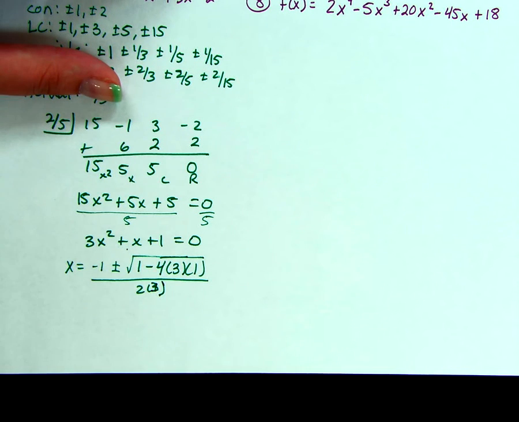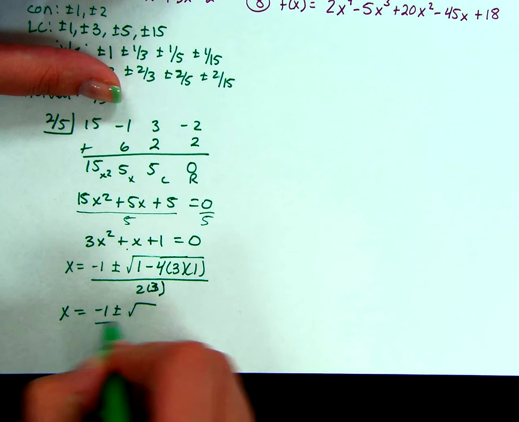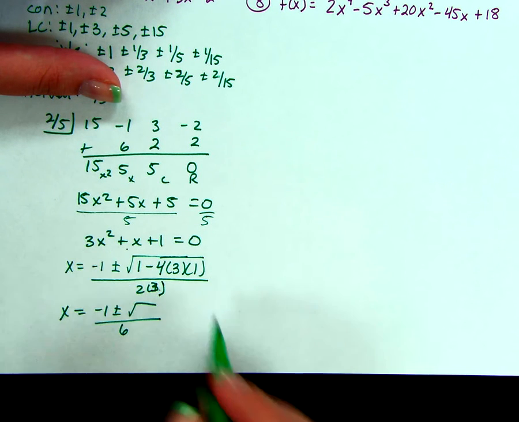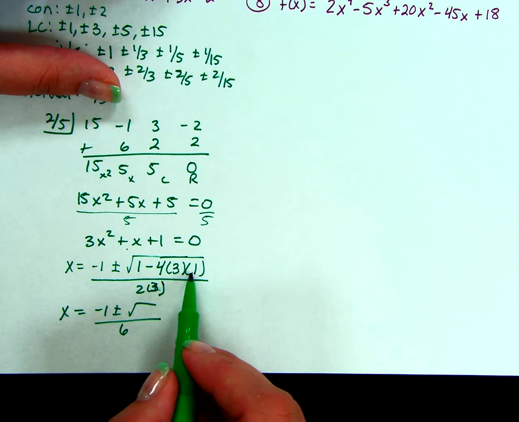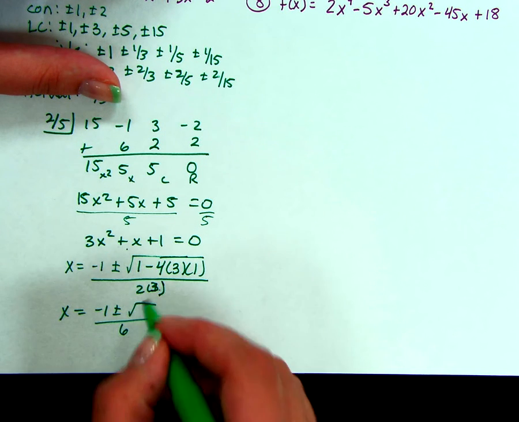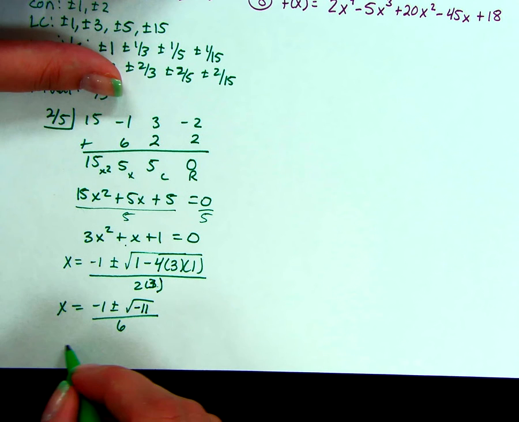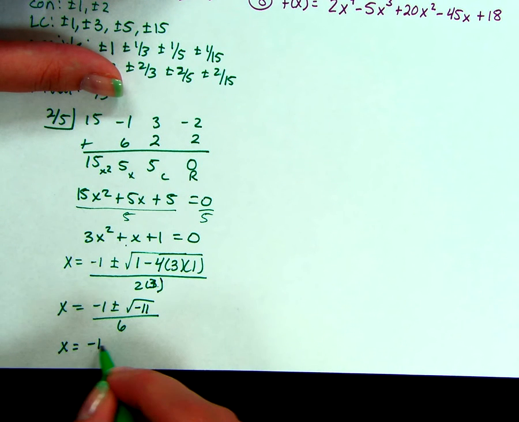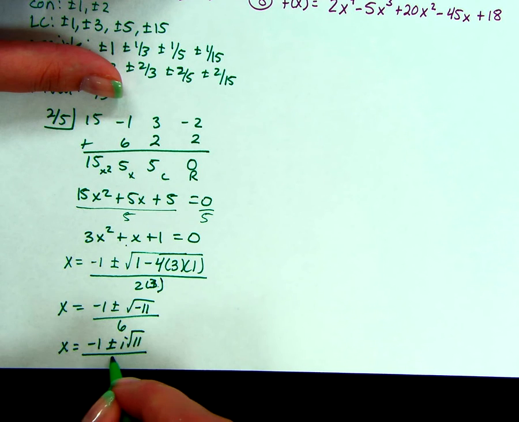And then we are simplifying. So again, we start in the radical, and then 2 times 3 is 6. So 4 times 3 is 12, and then times 1 is still 12. So 1 minus 12 is -11. And then we can simplify that. So -1 plus and minus i square root of 11 over 6.